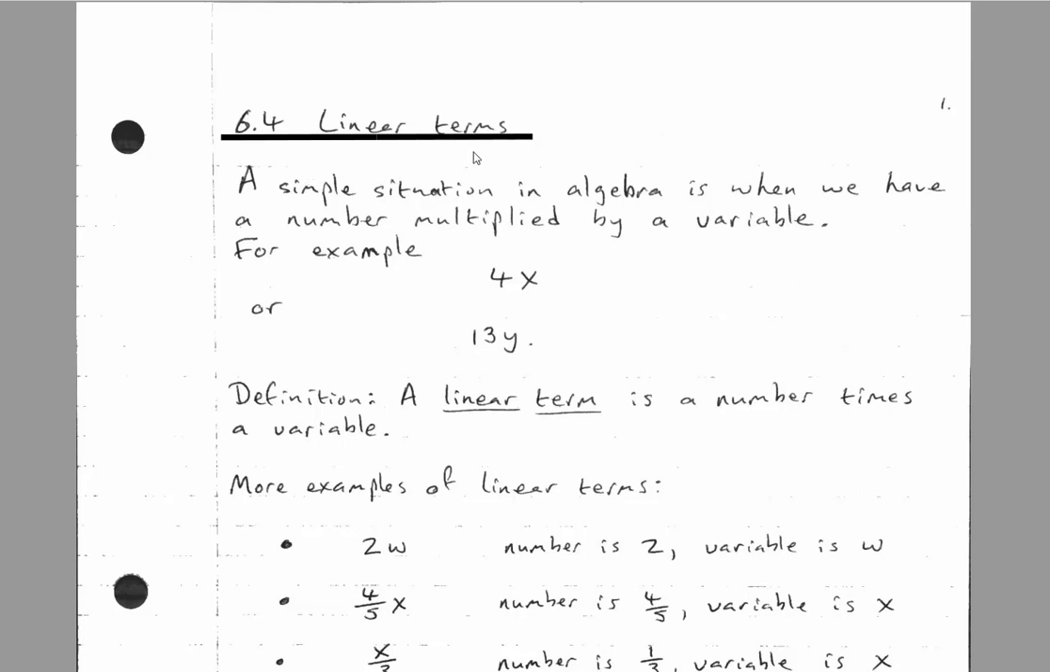6.4 linear terms. A simple situation in algebra is when we have a number multiplied by a variable. For example, here we have 4x, so that means the number 4 multiplied by whatever x is, so x represents a number, or 13y. So that's what a linear term looks like. So a linear term, it's just a number times a variable. So very simple.